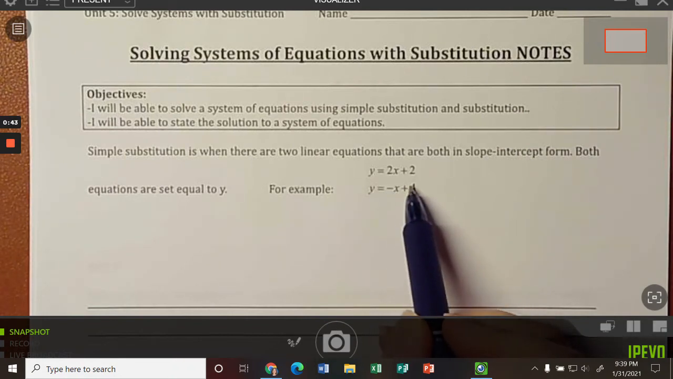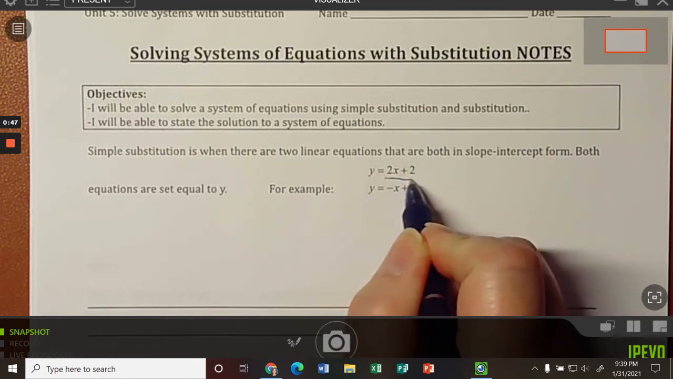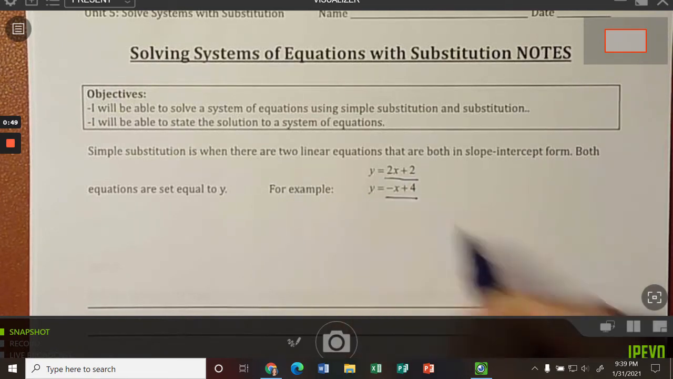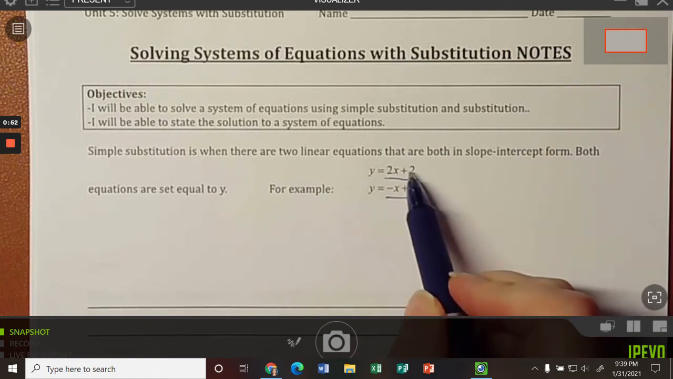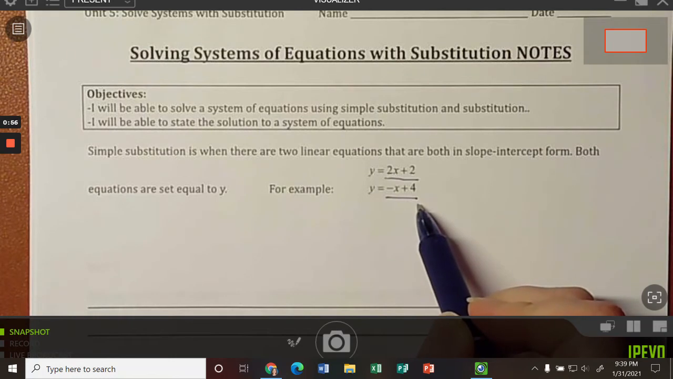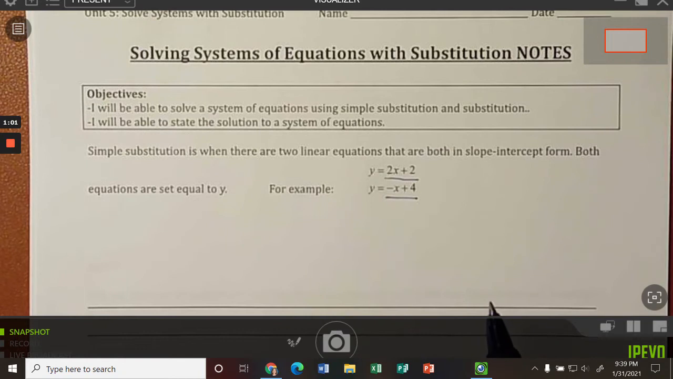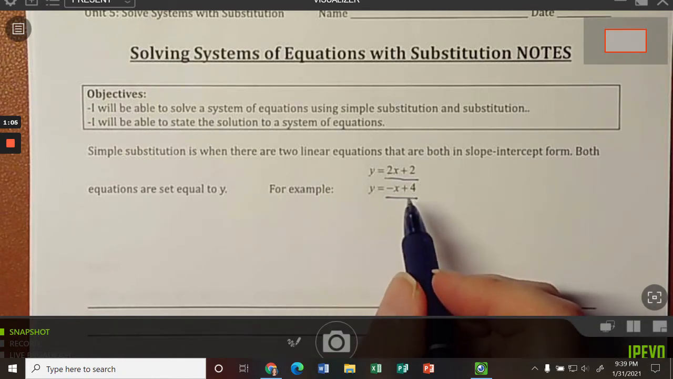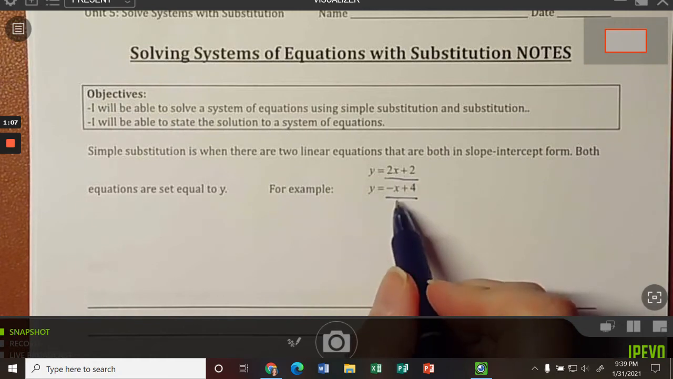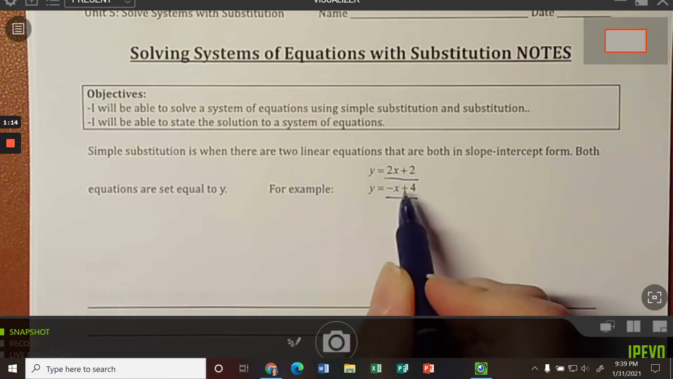Since we can see that both of the equations are equal to y, if this is equal to y, and this is equal to y, then these two expressions, 2x plus 2 and negative x plus 4, have to be equal to each other because they are both equivalent to y. And so we can write a one-variable equation, so it'll just have the variable x, and when we have a one-variable equation, we are able to solve for that unknown variable. So let's go ahead and do that.